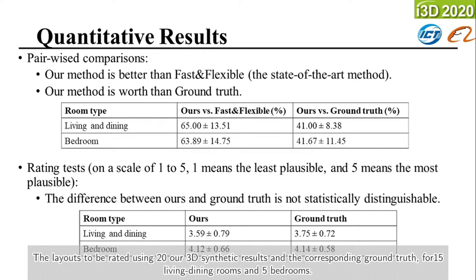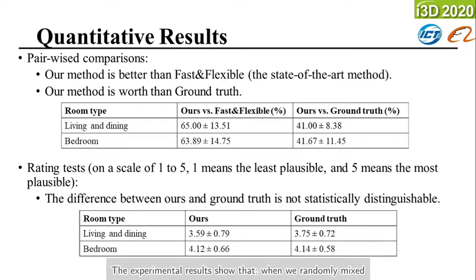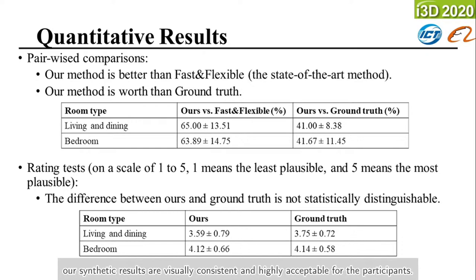The layouts to be rated were 20 3D synthetic results and the corresponding ground truth for 15 living dining rooms and 5 bedrooms. 10 participants were required to rate these 40 3D indoor layouts in random order on a scale of 1 to 5. 1 means the least plausible, and 5 means the most plausible. The experimental results show that when we randomly mixed our synthetic indoor scene results with the professionally designed layouts, our synthetic results are visually consistent and highly acceptable to these participants.